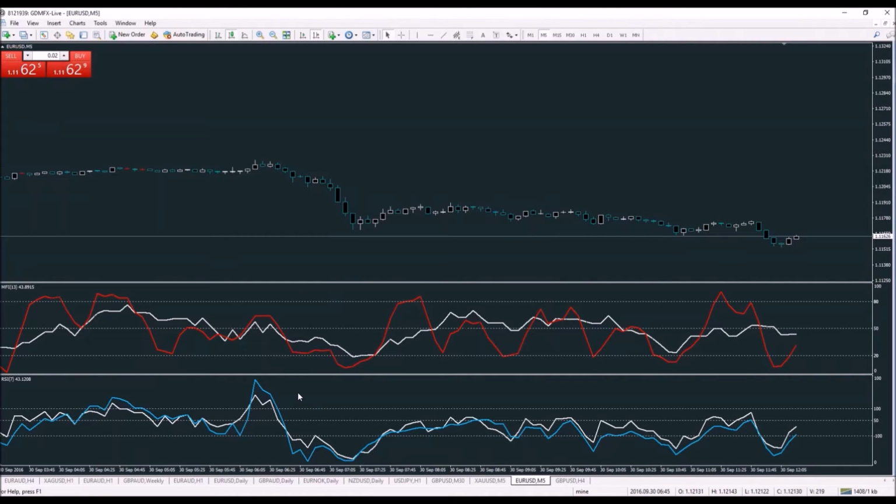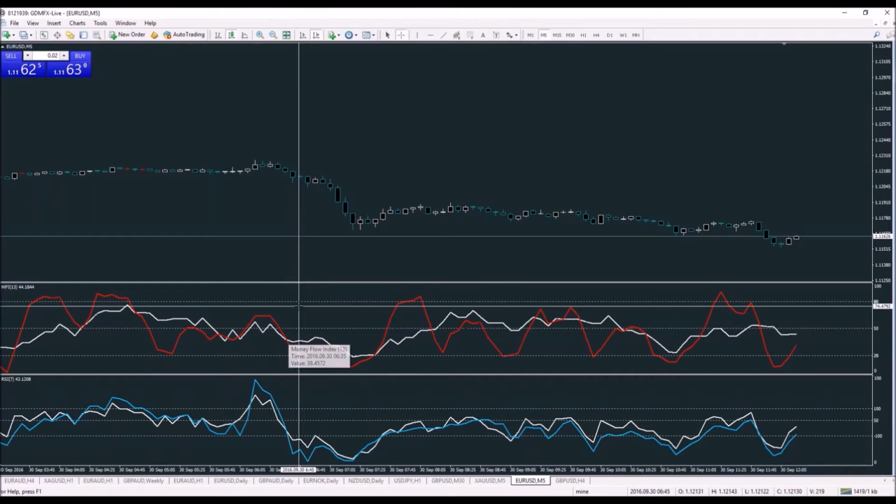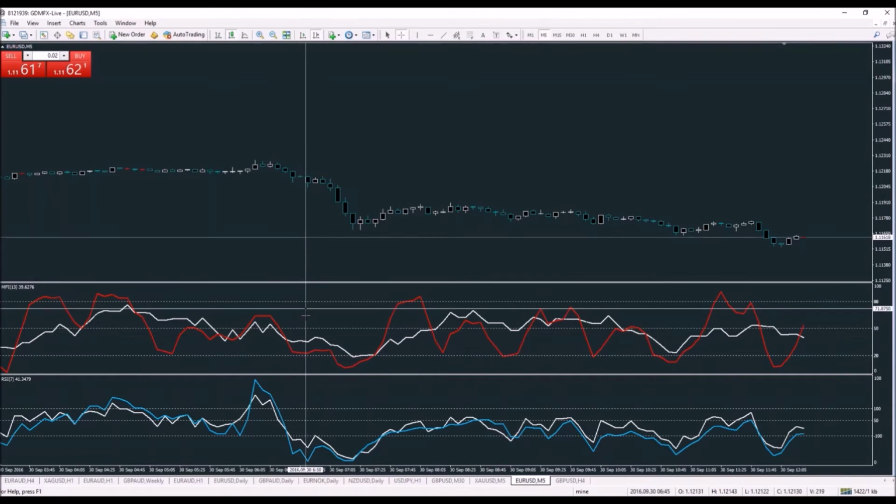Is the particular crossover, where it appears and what it means. What we need to see is a crossover below that 50 level. It's clear that it's happening below that 50 level here when we already have our extremums.